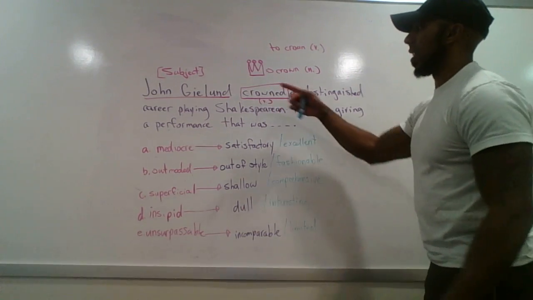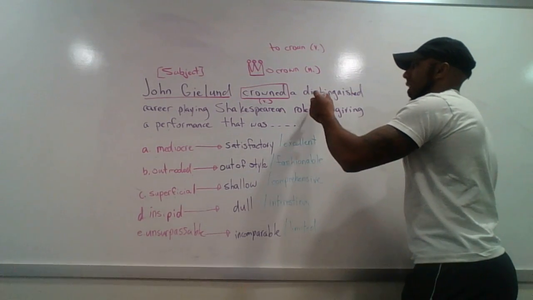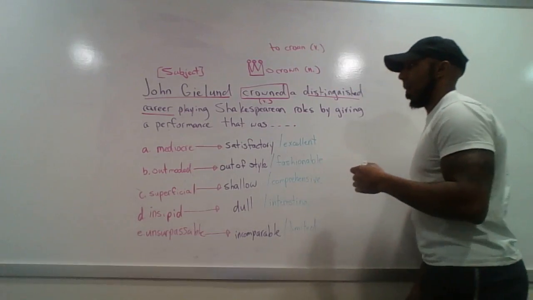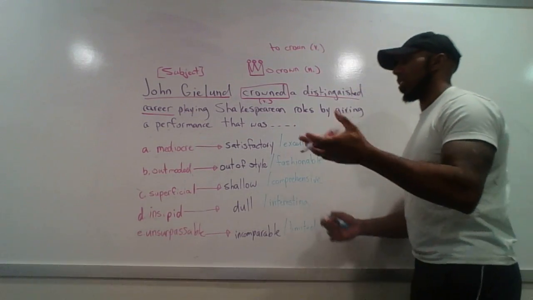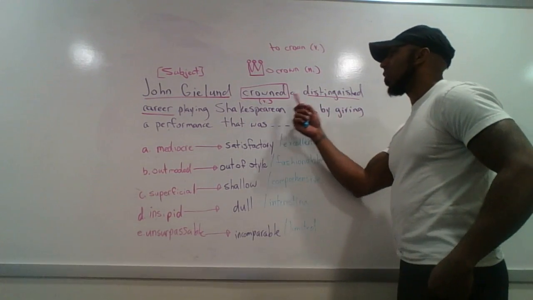Because it would make sense to say subject, noun, a distinguished career. Now, we do have the distinguished career, which would be the object of the sentence, right? What is receiving the verb, okay? So we're saying he crowned a distinguished career.